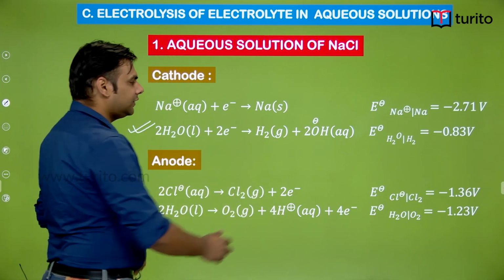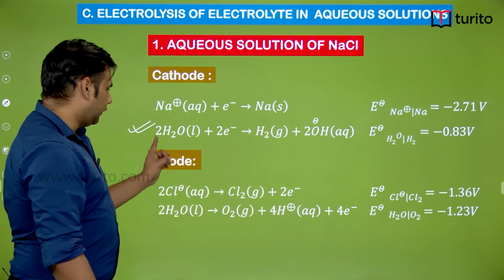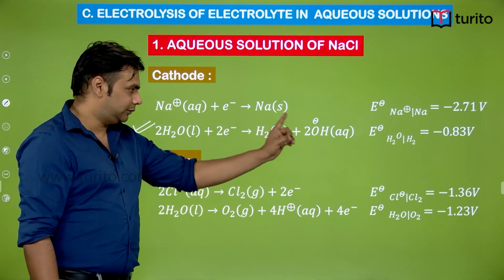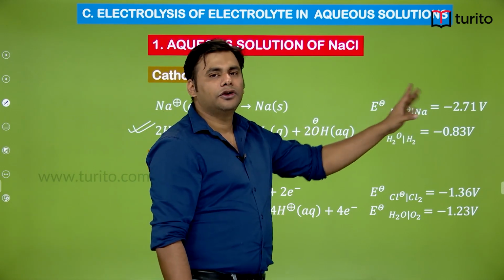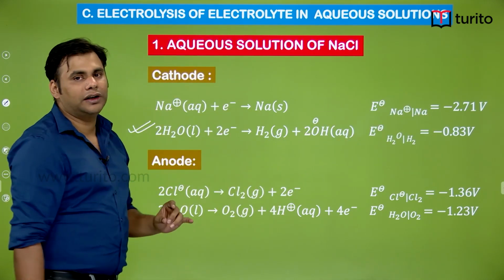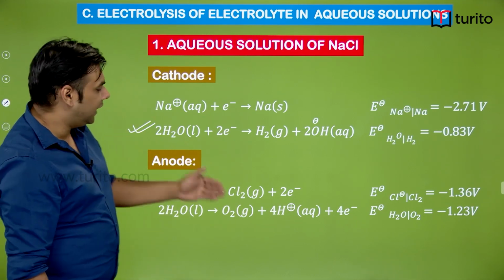Now if you try to balance, obviously you need to evolve OH negative. So water would take up 2 electrons and form hydrogen gas plus 2 OH negative. Because its reduction potential is less negative, this would have more tendency to get reduced. So at the cathode, hydrogen gas would be evolved. Now let us look at the anode.